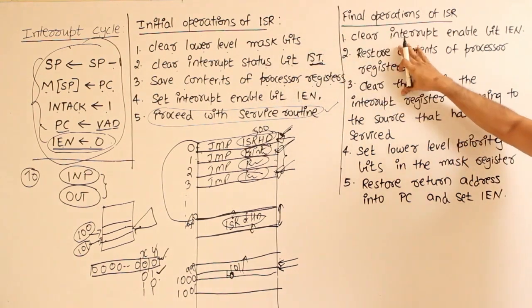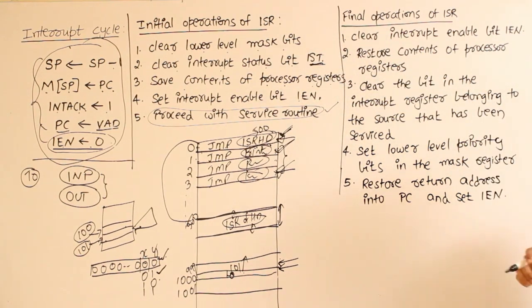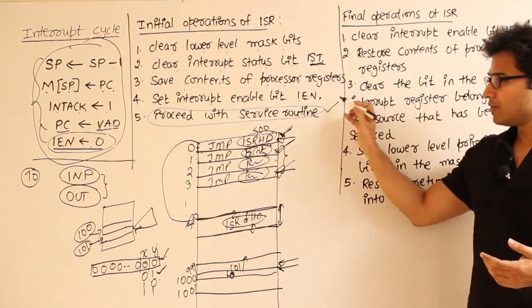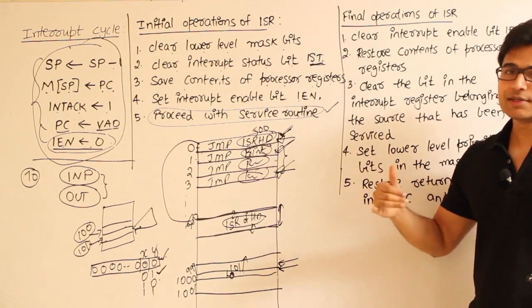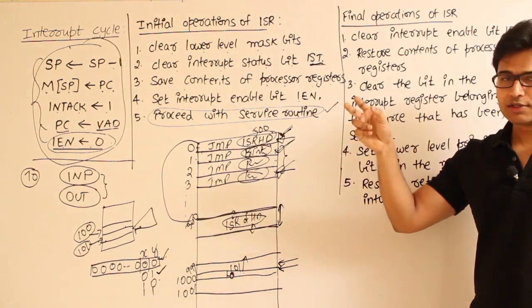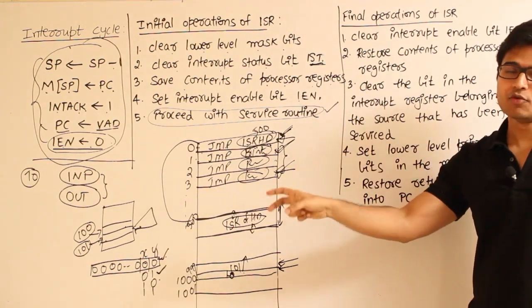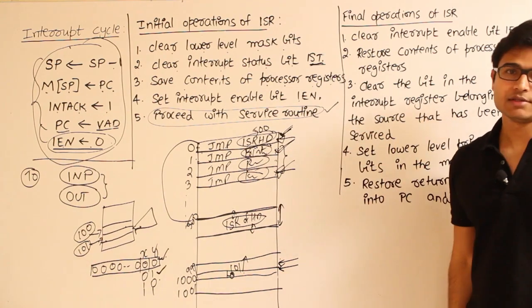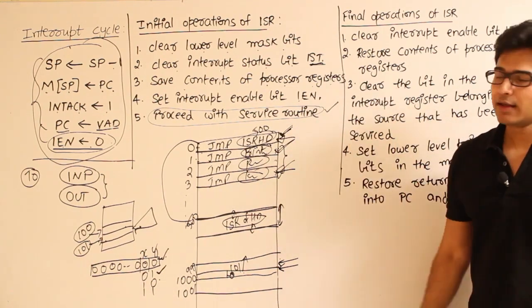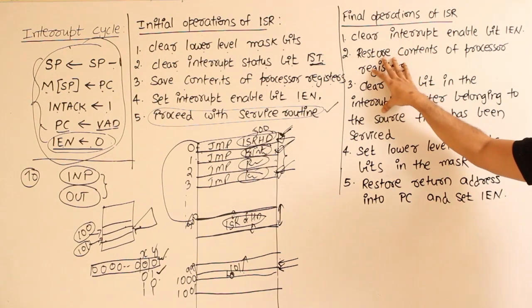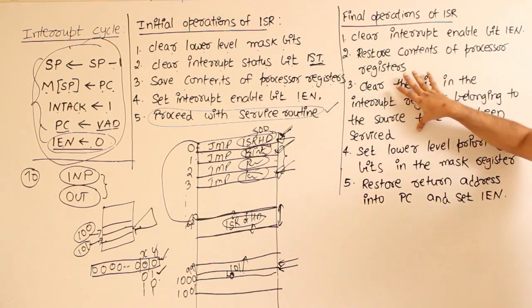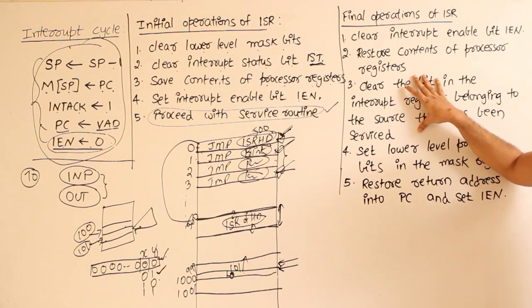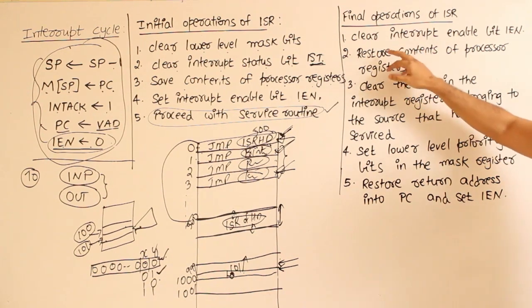Now let's look at the final operations. Final operations means, let us say you have performed whatever service is required by the device. Let us say the service required by a device is shifting some words from the keyboard registers into the memory registers. Yes, you are done with that, and now you are going into the final operations. Now what should the final operations contain? Before you perform all this, again, just to avoid the ambiguity, we have to do certain things.